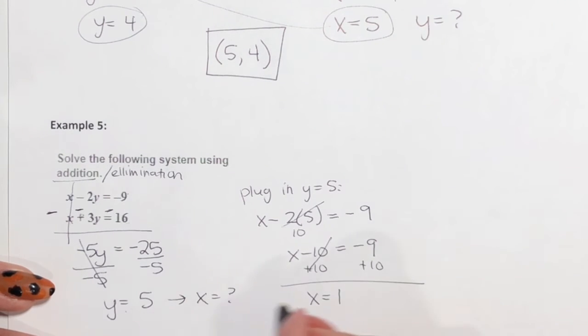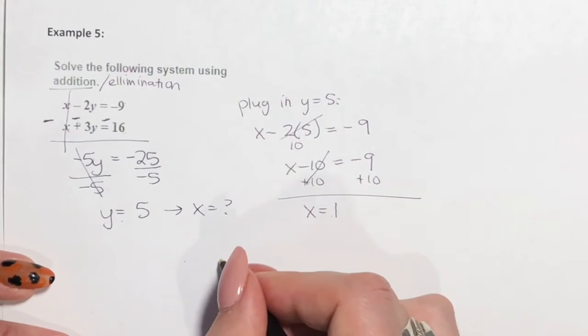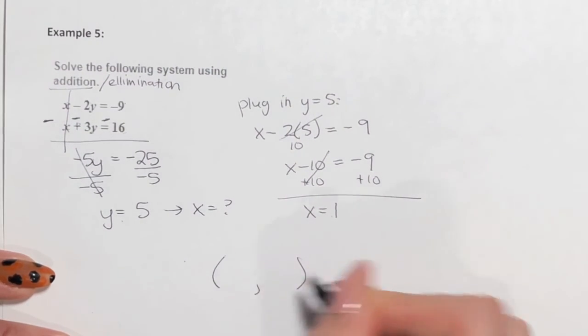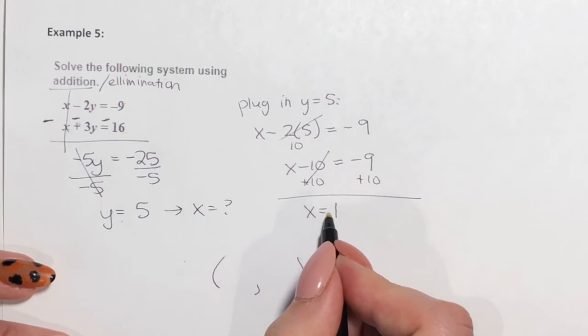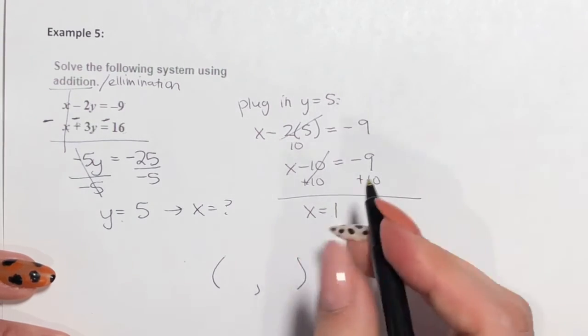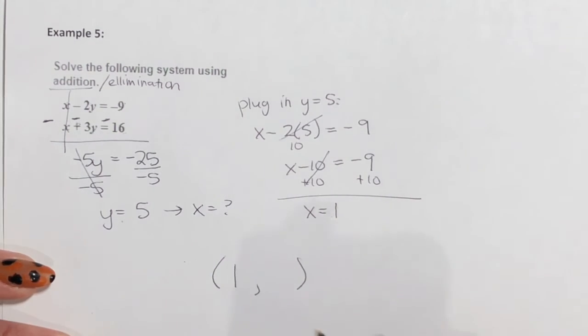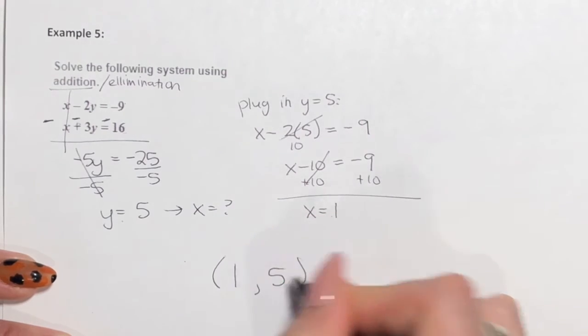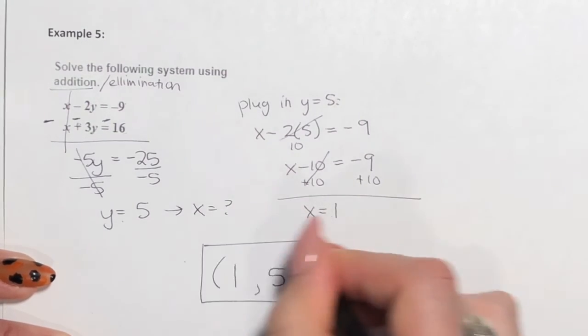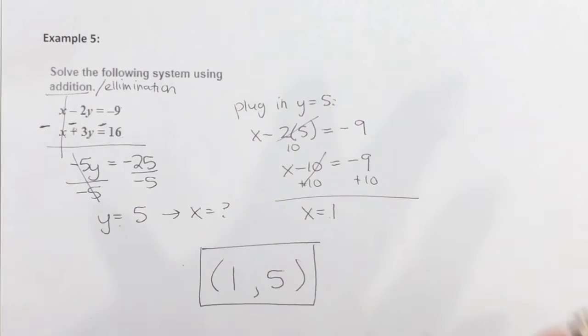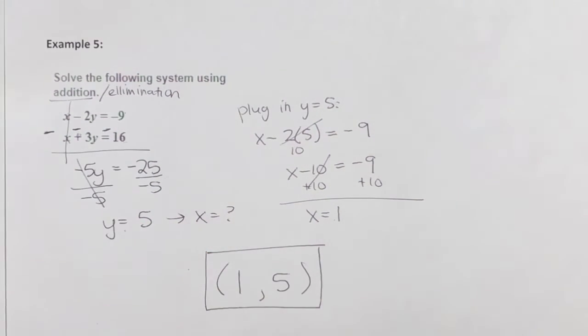So we have y equals 5, x equals 1. But remember, we want to write that as an ordered pair. So remember, x always goes first, even though we found it second. So my point is going to be (1, 5), and that would be my answer. So elimination method, substitution method, graphing, they're all going to get you the same result because what you're finding is where the two equations would cross each other on the graph.